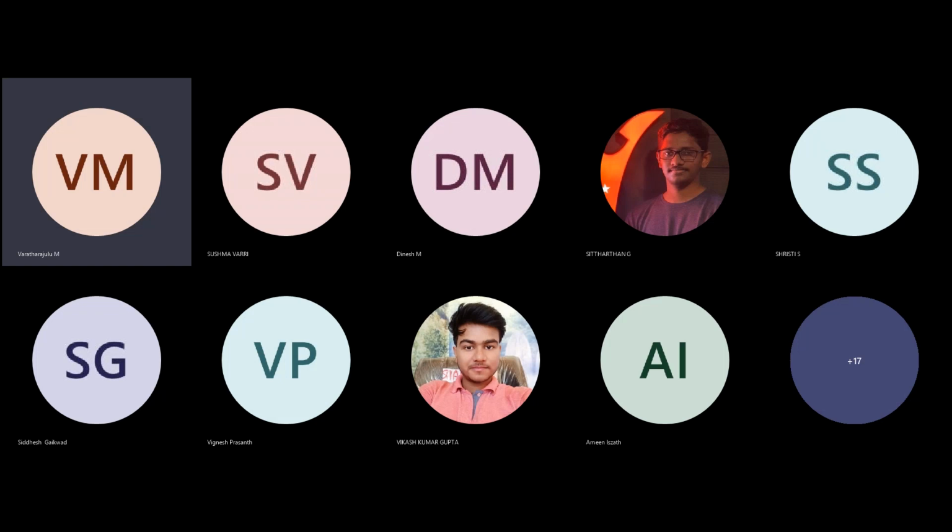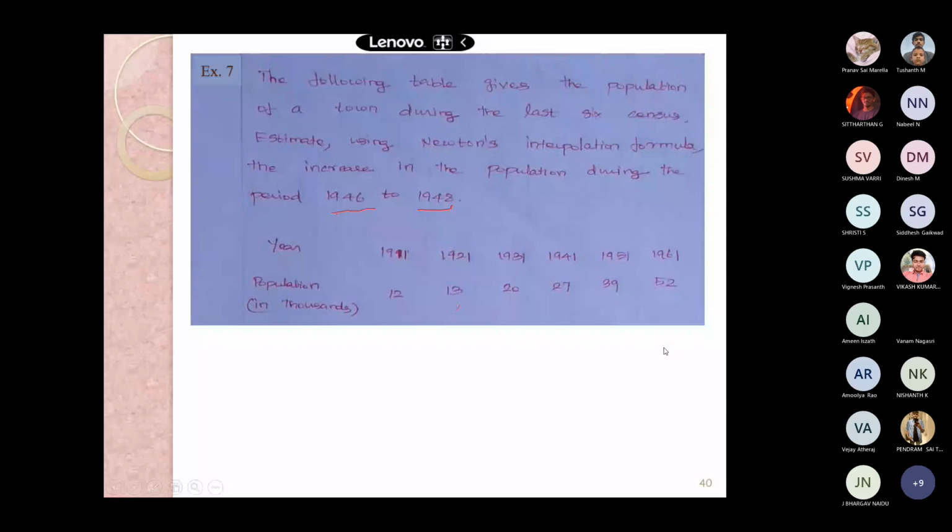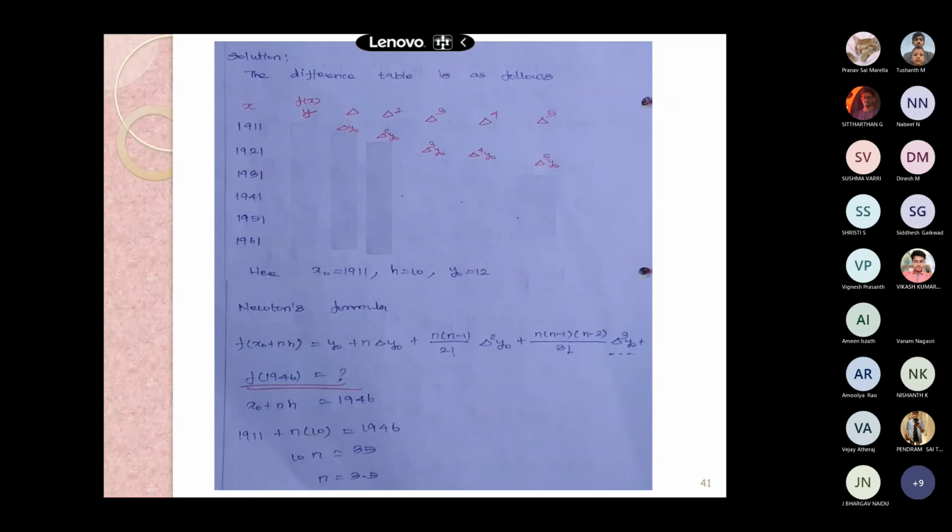Okay, fine. We'll continue with Newton's forward interpolation. Let me begin with the 1946 data. Please take your calculator and tell me the first differences. The given values are 12, 13, 20, 27, 39, and 52. Calculate the differences: 13 minus 12 is 1, then 7, 7, 12, and someone please unmute and tell me 52 minus 39.